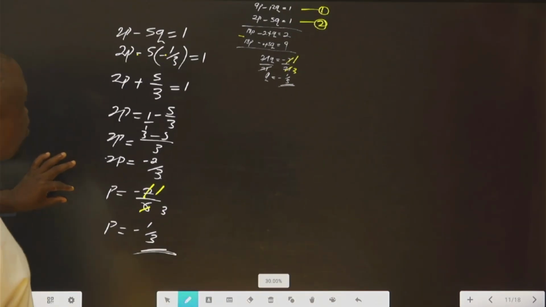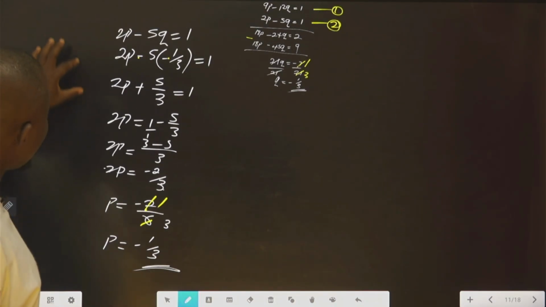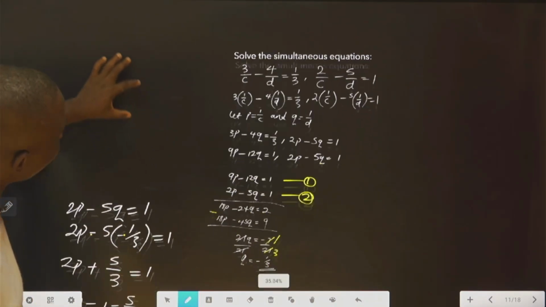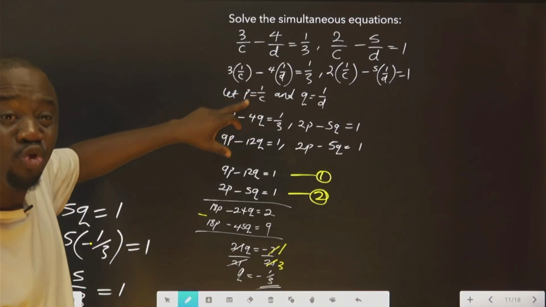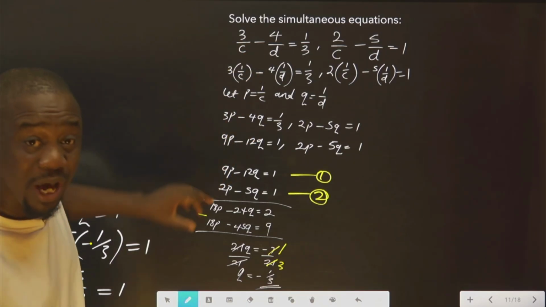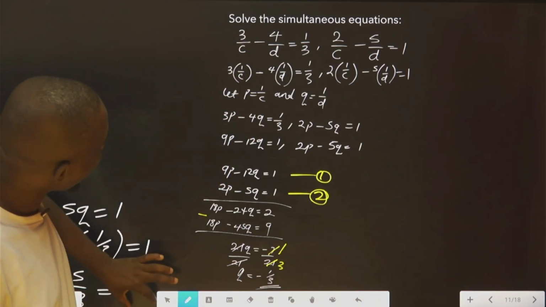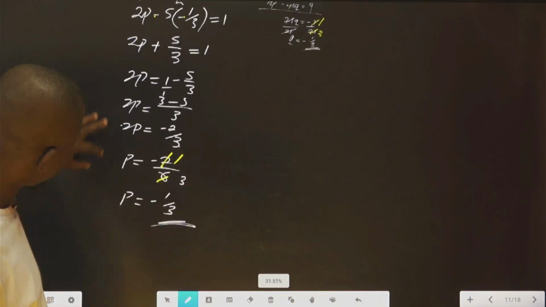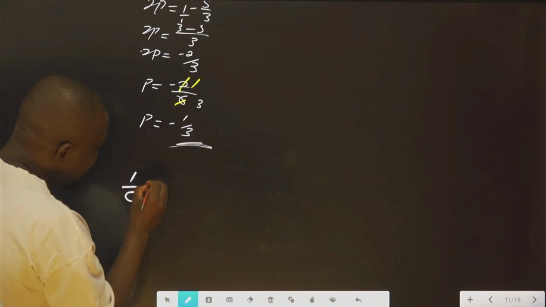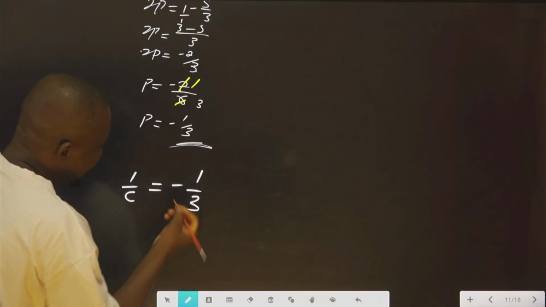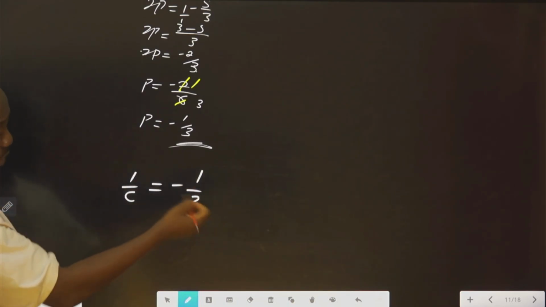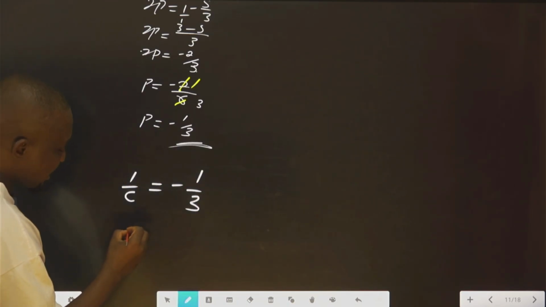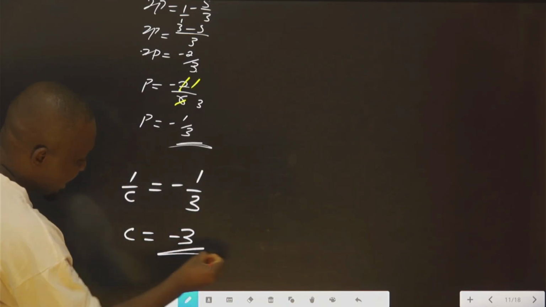Now that we have these two, that is q and p, let's go back and check. What is the meaning of p, by the way? P is 1 over c. Remember, it's c and d we are looking for. So p is 1 over c. Put 1 over c in place of c equals to minus 1 over 3. If you look at this, you cross multiply, whatever you want to do, you're going to get c as equals to minus 3 at the end of the day.